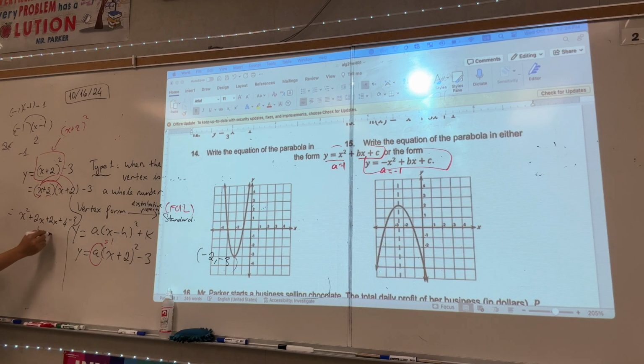Now combine that term. 2x plus 2x is 4x. 4 minus 3 is? You need to write y here, okay? Or y is not a function. So y equal to x squared plus 4x plus 1. That's the answer. That's the standard form, okay? You see that if you got to the vertex form, you're already almost done. So you need to expand it and combine that term.